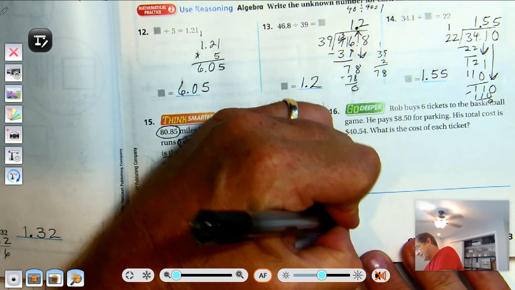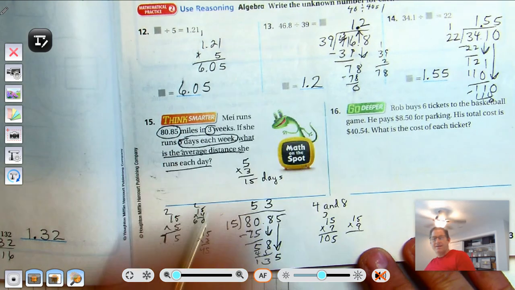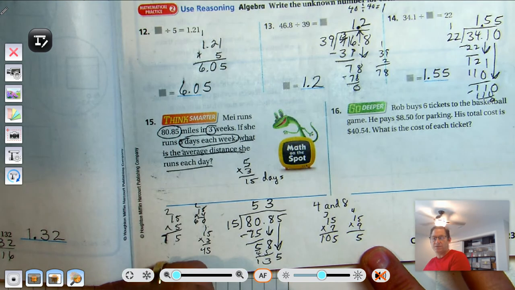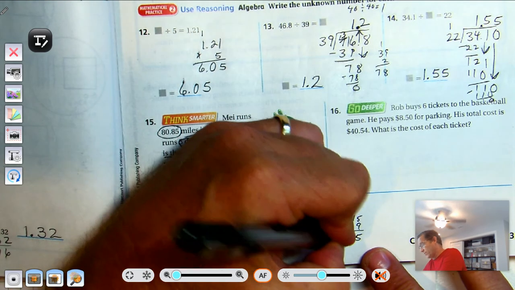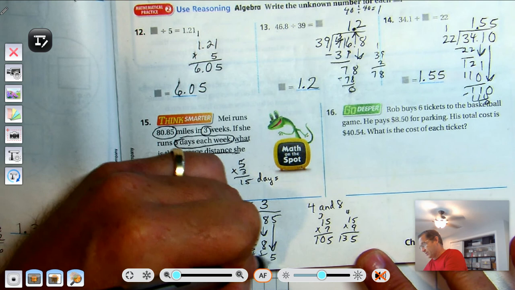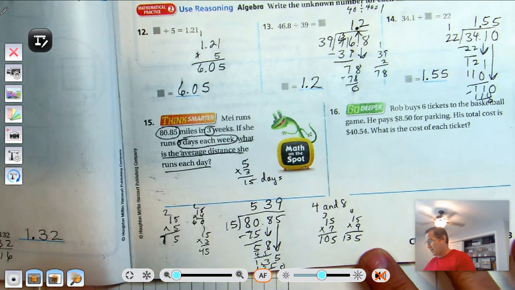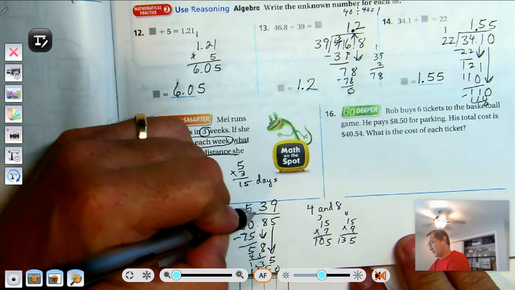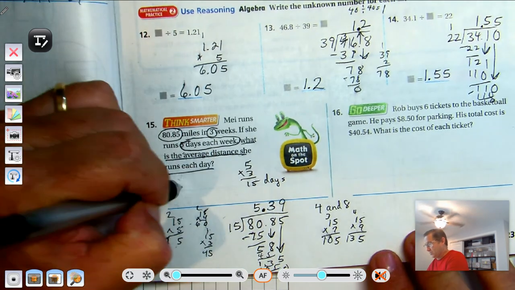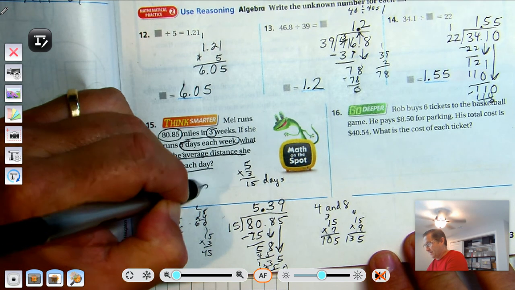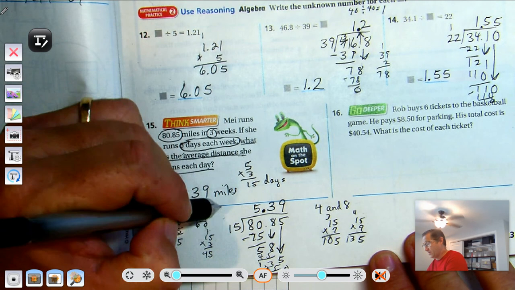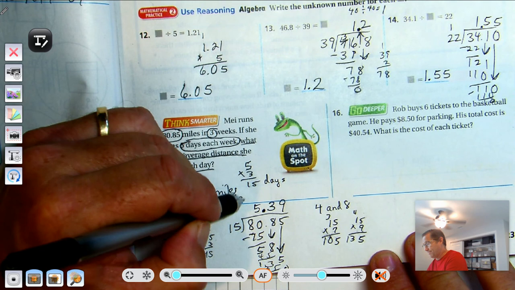Let's try 15 times 9. 9 times 5, 45. 9 times 1 is 9, plus 4 more, 135. So it's going to be 9. All right, and we said our answer has to be between 4 and 8. So the decimal point would go right there. So she ran an average of 5 and 39 hundredths miles per day.